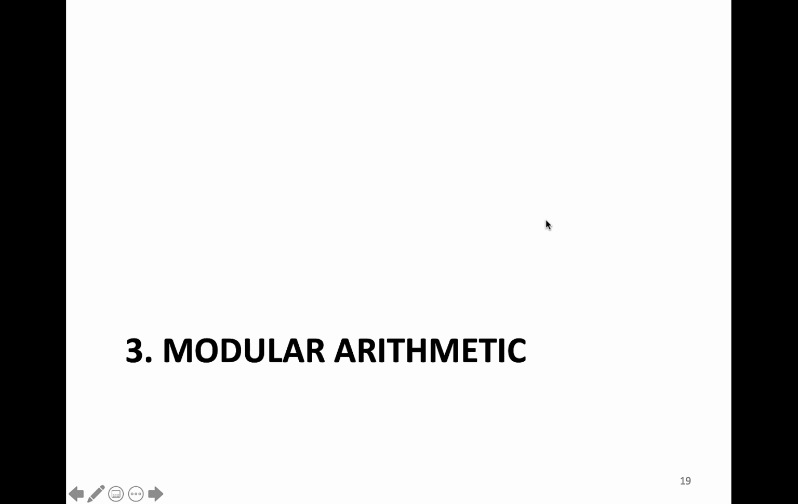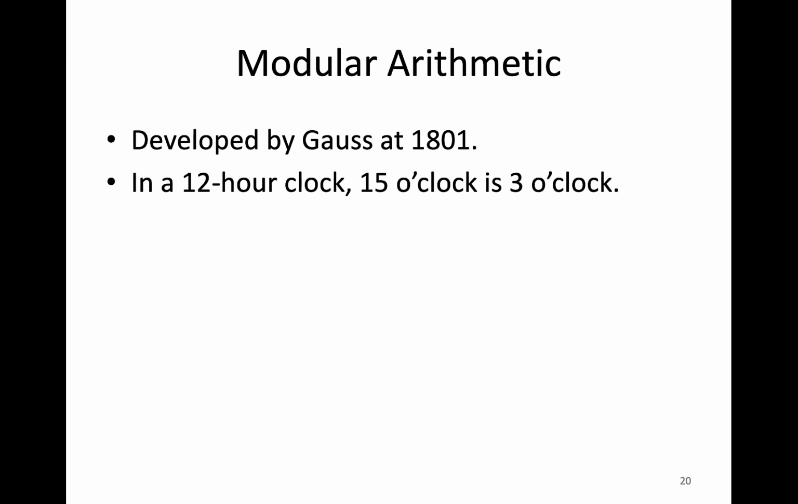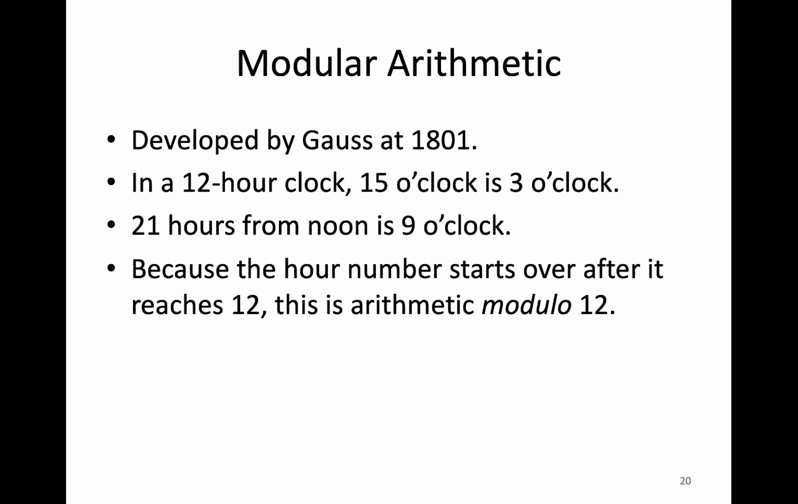3. Modular arithmetic. The concept of modular arithmetic was developed by Gauss in 1801. Imagine that in a 12-hour clock system, 15 o'clock is 3 o'clock. 21 hours from noon is 9 o'clock. Since the clock number starts over after it reaches 12, this is called arithmetic modulo 12.